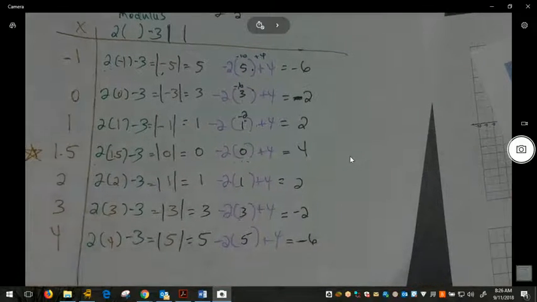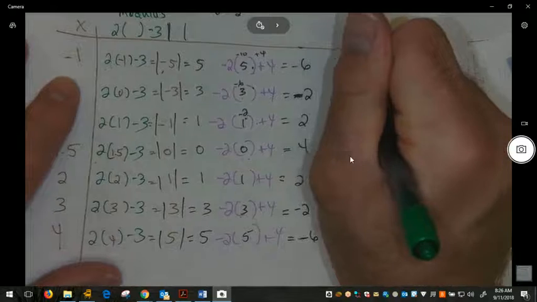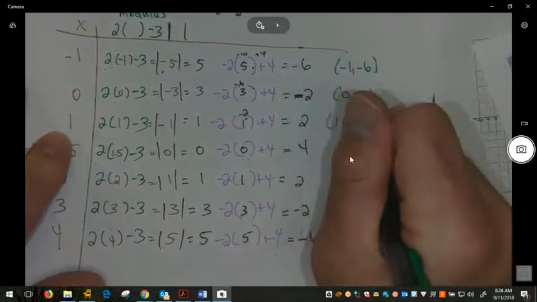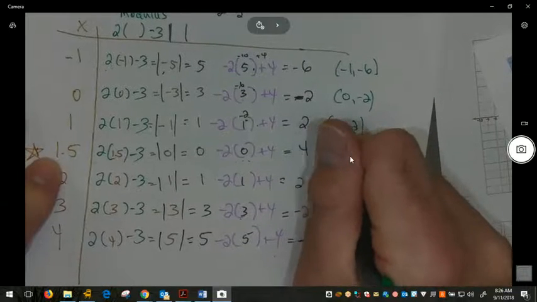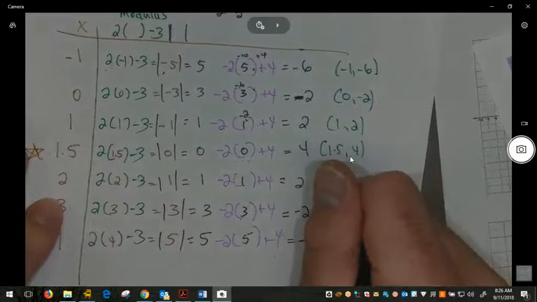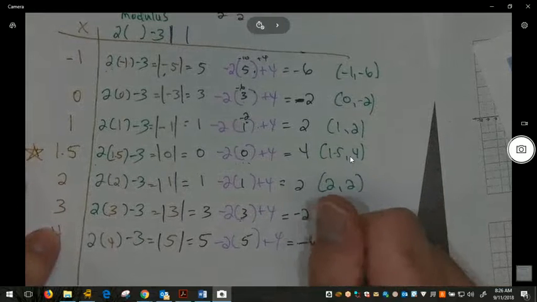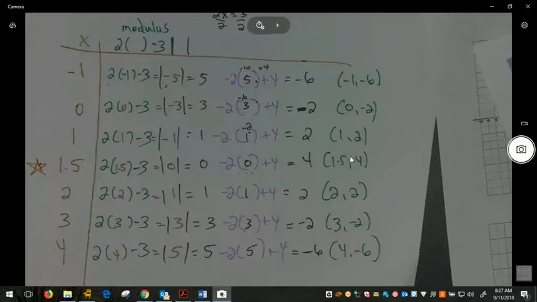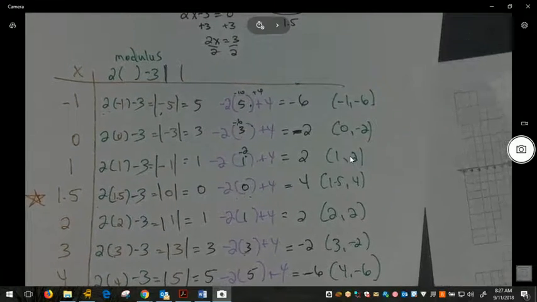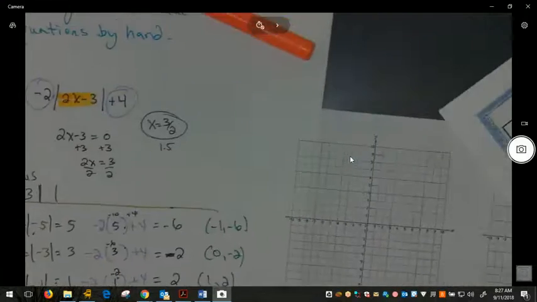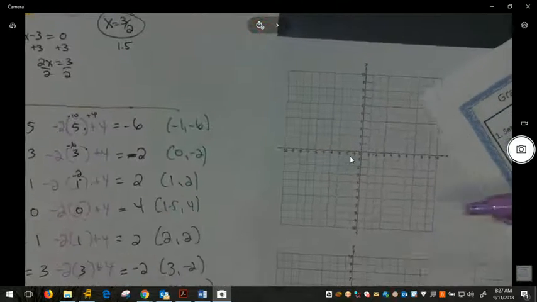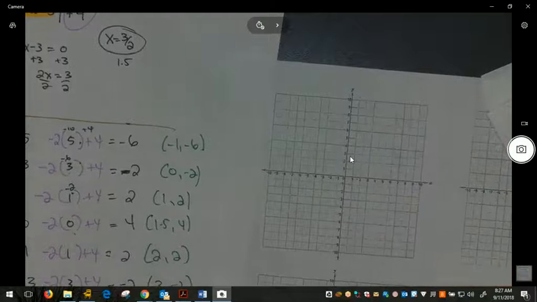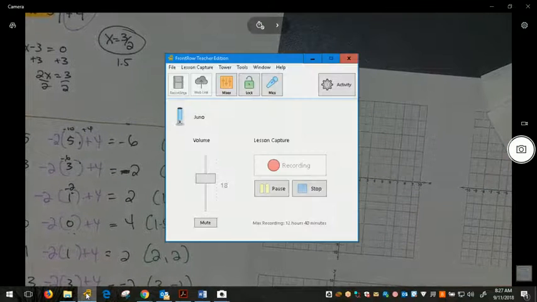This gives us our ordered pairs. Our ordered pairs will be (-1, -6), (0, -2), (1, 2), (1.5, 4), (2, 2), (3, -2), and (4, -6). Those will be our ordered pairs that we need to graph for this function. So on my graph paper, I will plot (-1, -6). I'll plot each of these points, and I'll show you that in 1 second.